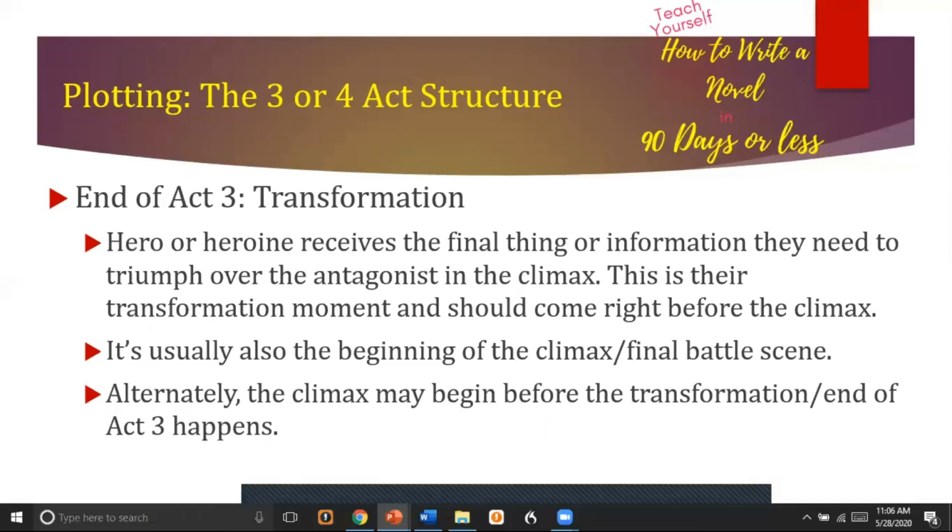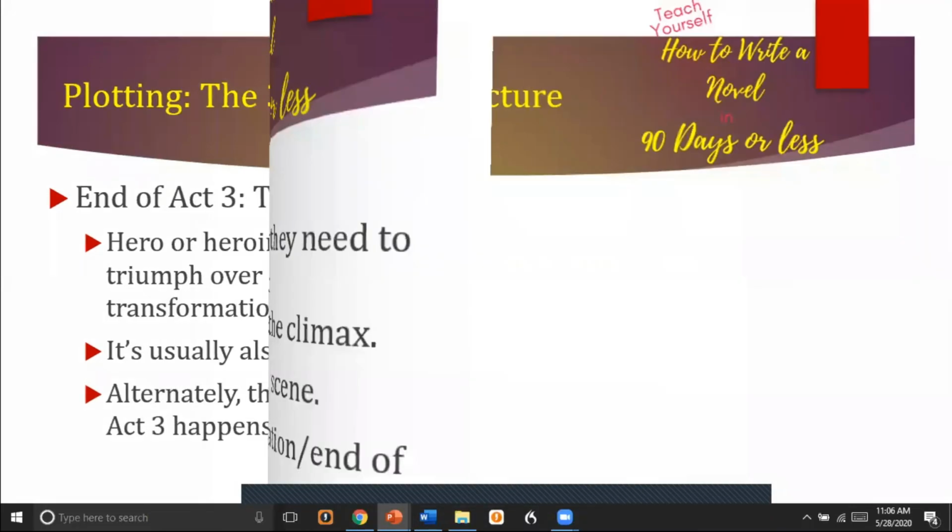The transformation can come prior to the climax, or it can also come right in the center of the climax. Either one works. It just depends on your story and what's happening in your story. But the transformation, when they finally actually receive what they need to triumph, that's the end of Act 3, and you're moving into Act 4.